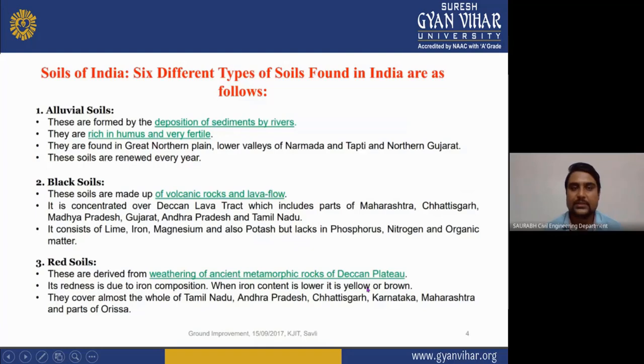As we all know, there are six different types of soil found in India as follows. First one is alluvial soil, black soil, red soil. These soils are obtained in India in different regions. First we will see the alluvial soil. These are formed by the deposition of sediment by the river. They are rich in humus and very fertile. They are found in the Great Northern Plain, the lower valley of the Narmada and Tapti, and northern Gujarat. These soils are renewed every year.